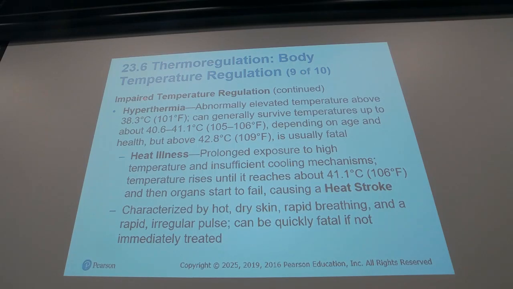Hyperthermia will be elevated temperature above 101 degrees Celsius or 38.3, and it can happen due to overexposure to the sun, or maybe because someone has damage of this thermoregulatory center, and as well the person may have an infection, and anything of that can lead to heat stroke.